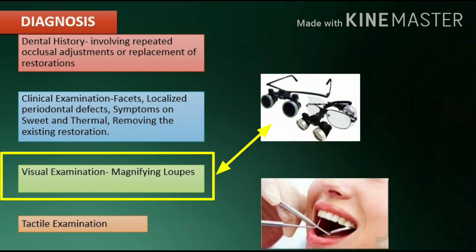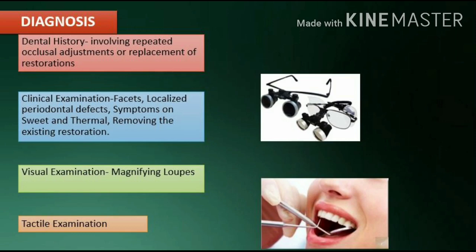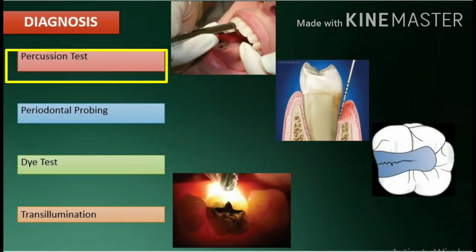Visual examination: visual inspection of the tooth is useful, but cracks are not often visible without the aid of magnifying loupes. Tactile examination: one should gently pass the tip of a sharp explorer along the tooth surface, it may catch the crack. Percussion test: they are seldom tender to percussion when percussed apically.